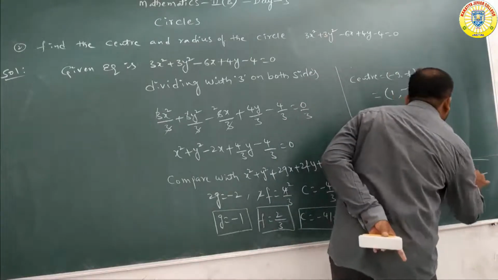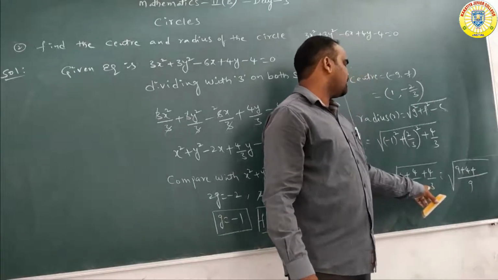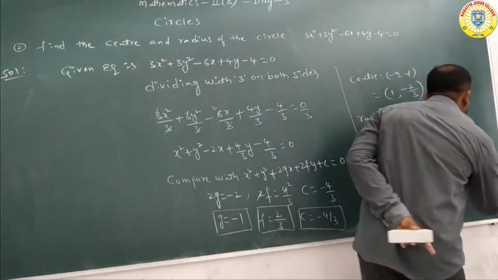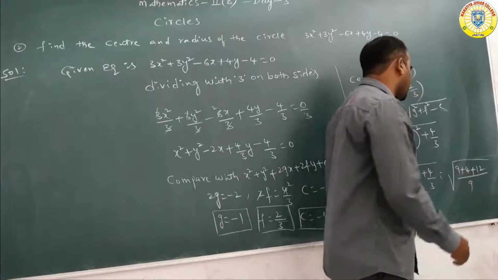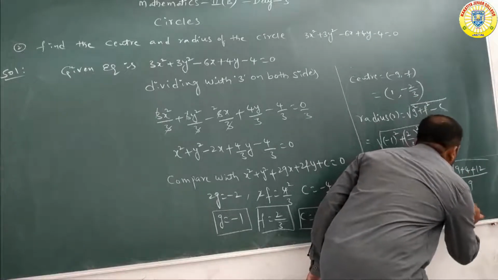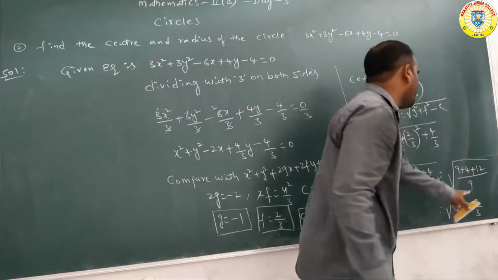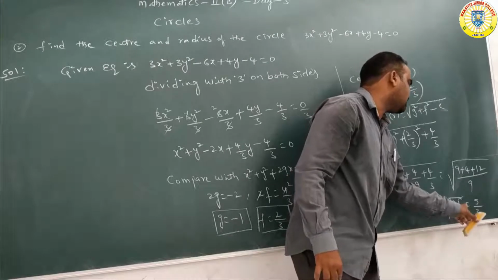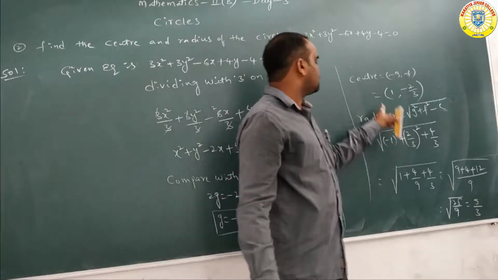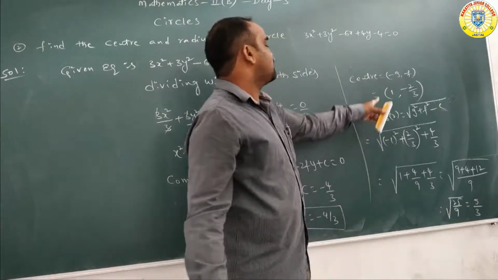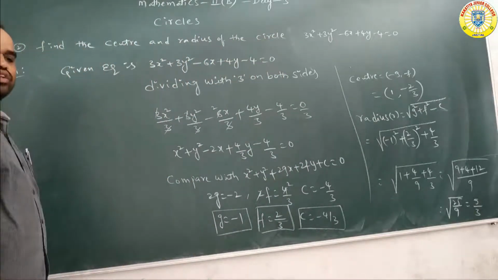So 9 plus 4 plus, dividing 9 by 3 gives 3, and 3 into 4 is 12. So 12 plus 4 is 16, 16 plus 9 is 25, and the root of 25 by 9 is 5 by 3. The root of 25 is 5, the root of 9 is 3. So the radius is equal to 5 by 3, and the center is 1 comma minus 2 by 3. Okay? So write down the notes.